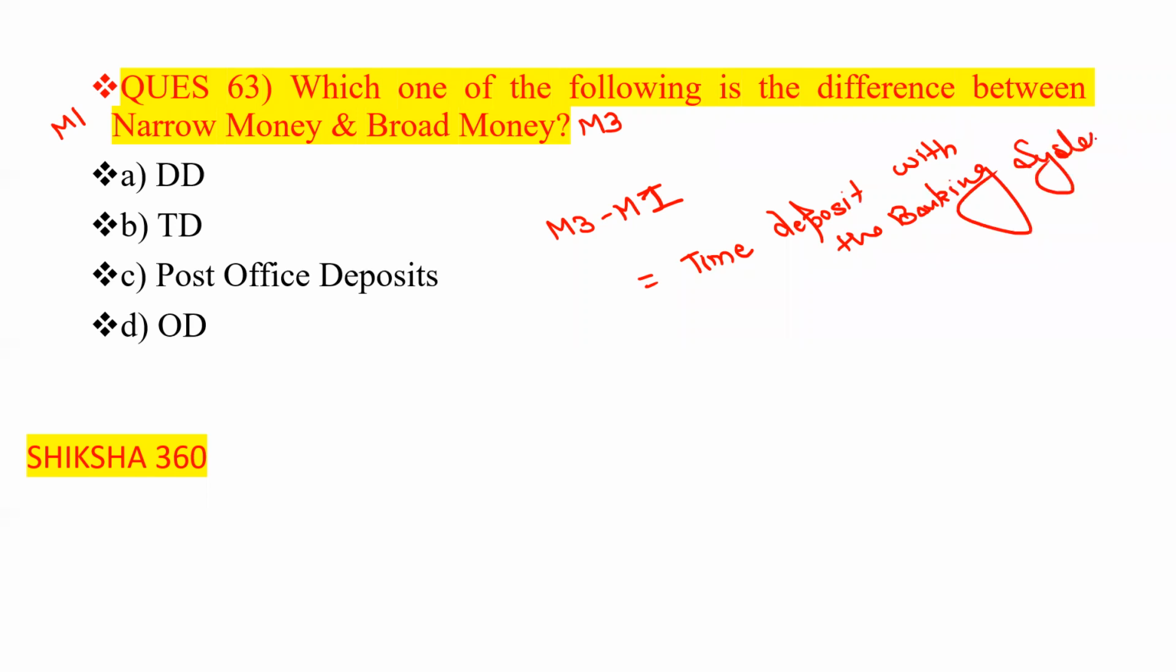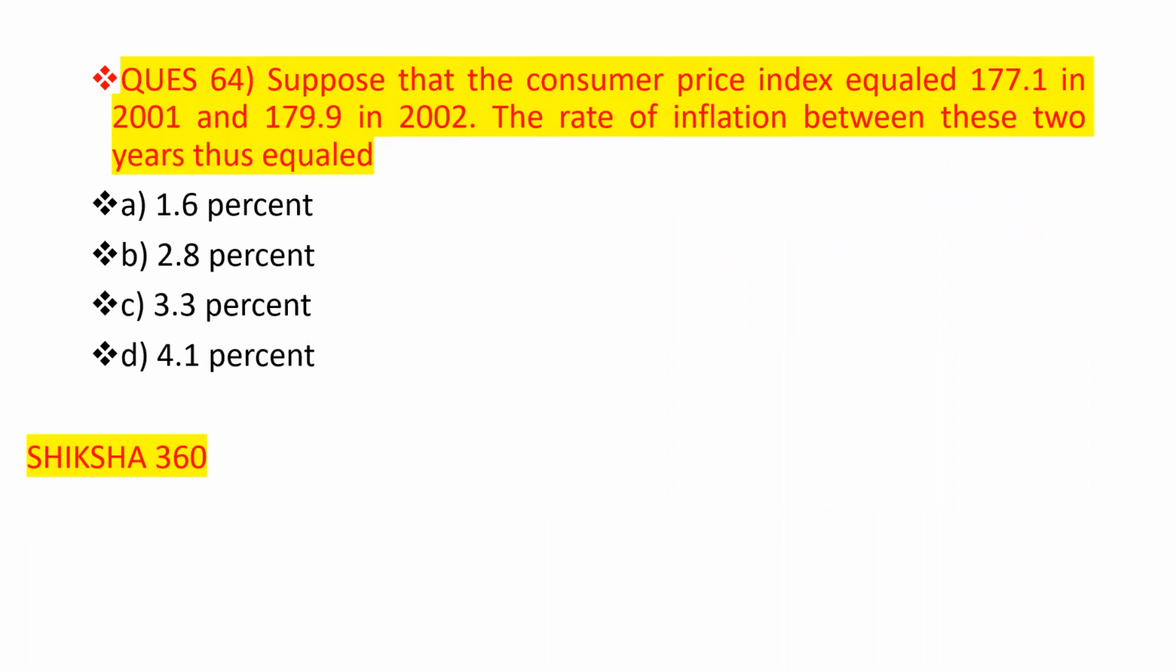So what is the correct answer for that? Option B is the correct answer, that is time deposit with the banking system. They are asking which one of the following is the difference between the narrow money and the broad money, that is M1 and M3. M3 minus M1 is equal to the time deposit with the banking system. Option B is the answer here. Now move to the next question, question number 64.